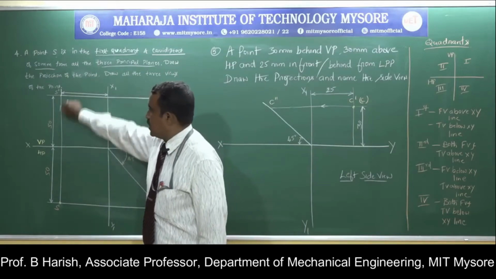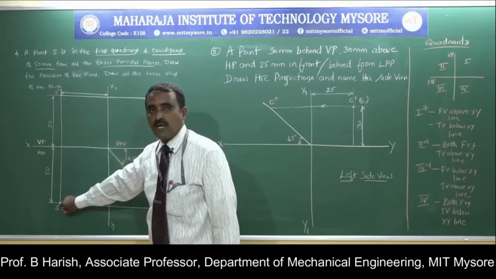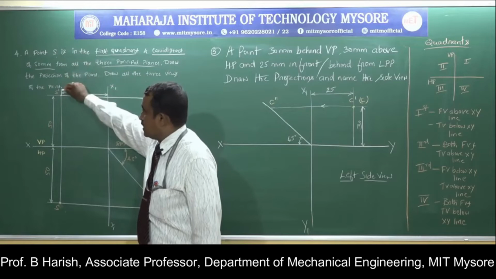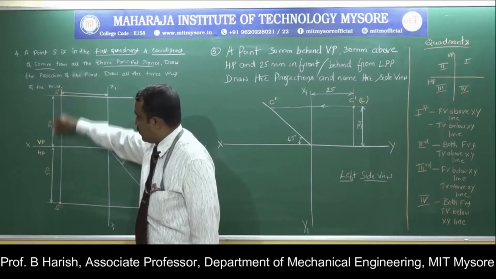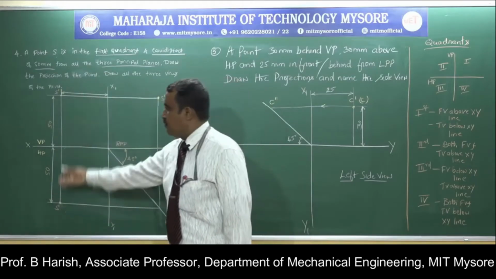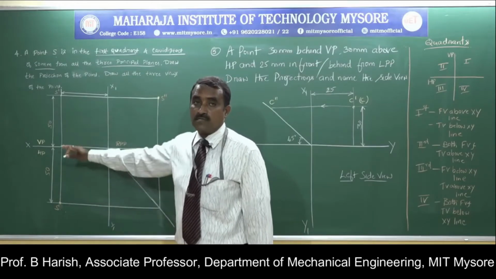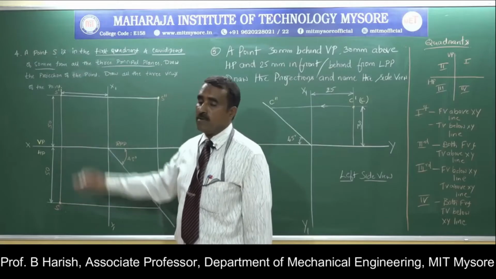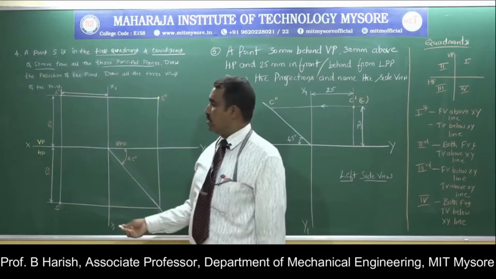So draw a vertical projector, 50 mm above and the same projector 50 mm below. Since it is in the first quadrant, the point given is S. This is S dash, the front view. This is S, the top view. So 50 mm, 50 mm, equidistant from all the three planes. I have fixed two planes: 50 mm from the horizontal plane and 50 mm from the vertical plane. Then I should fix one more plane.